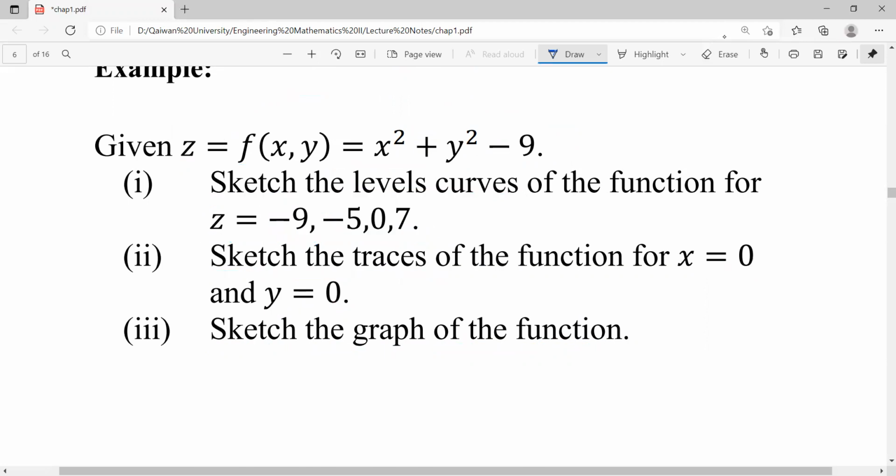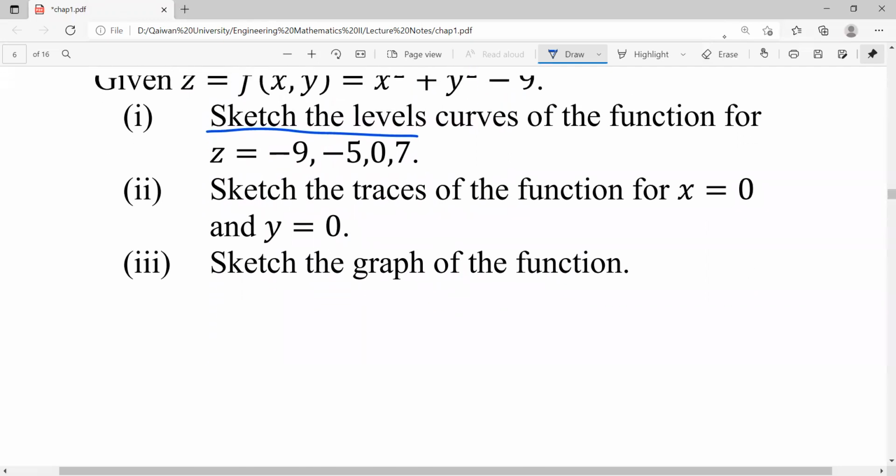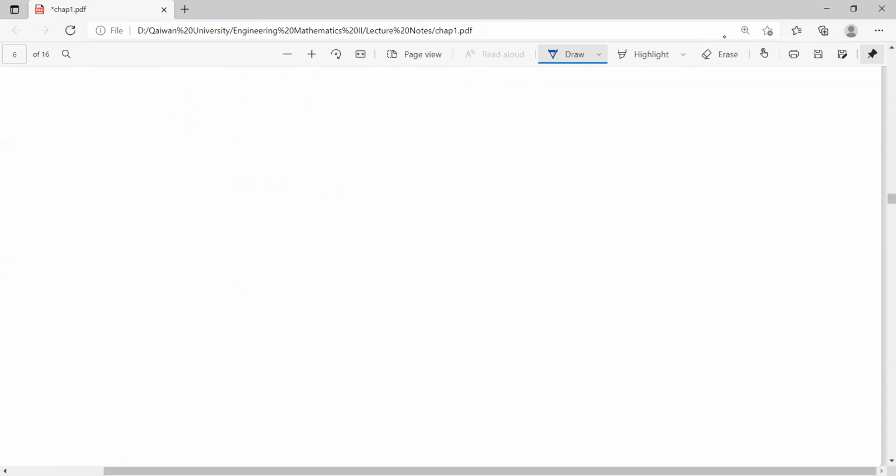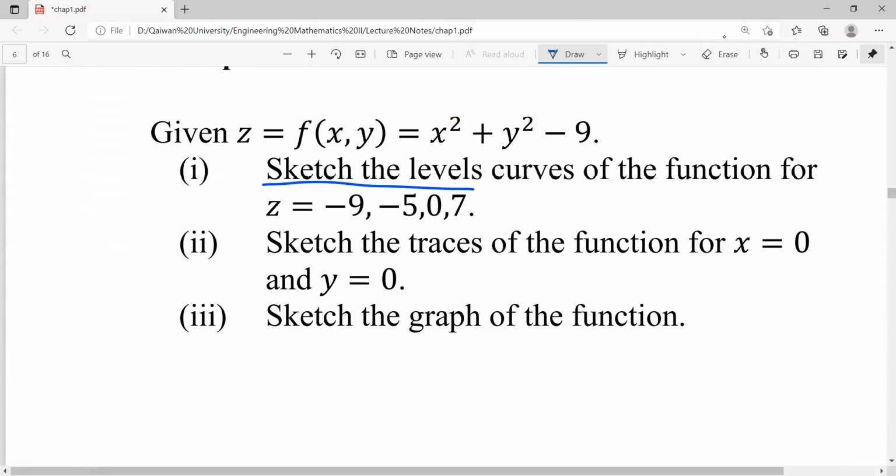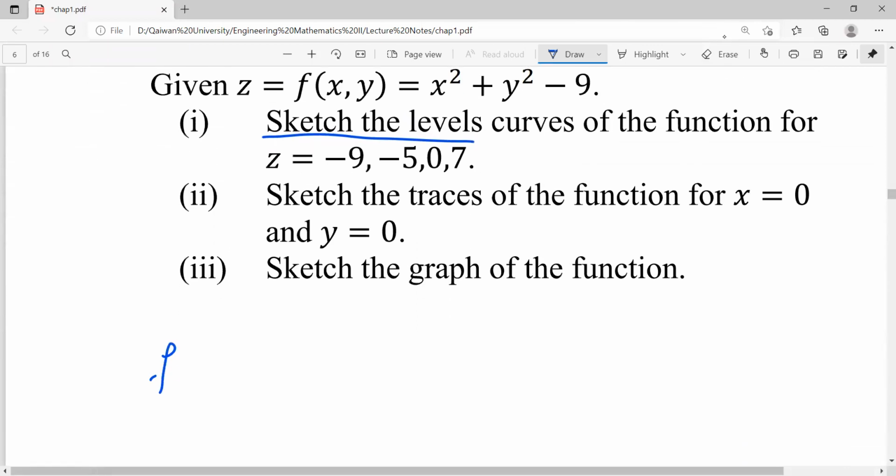For the first part of the question, we should sketch the level curves of the function. So our function is f of xy equals, which is z equals this, x squared plus y squared minus 9. This is for part I.